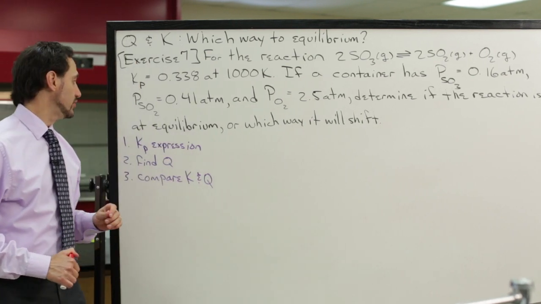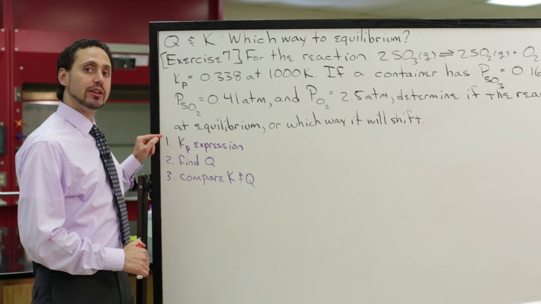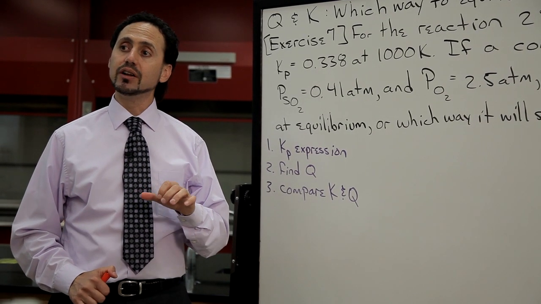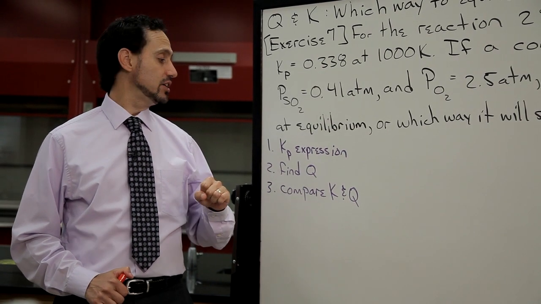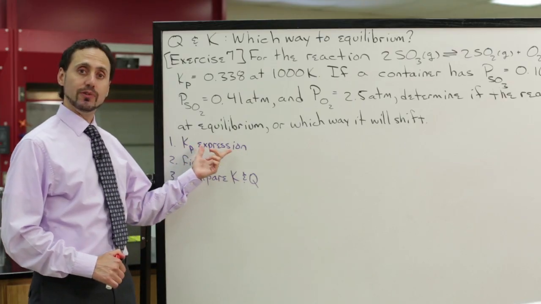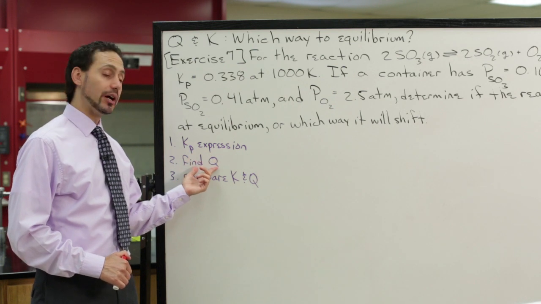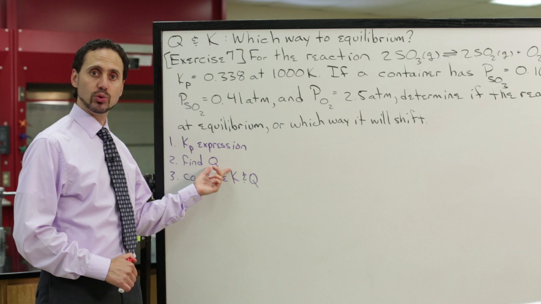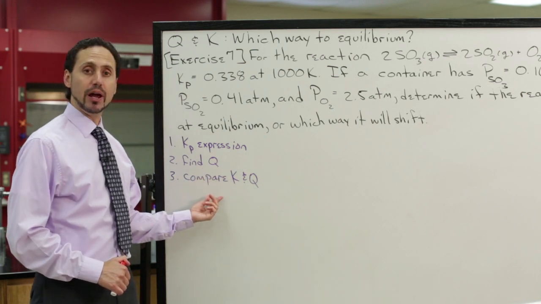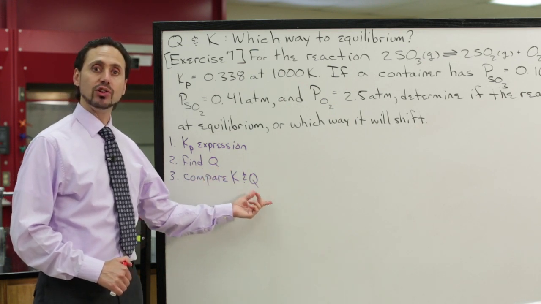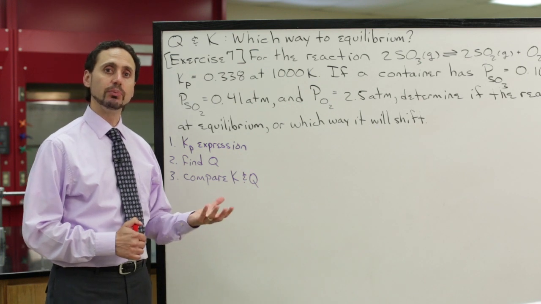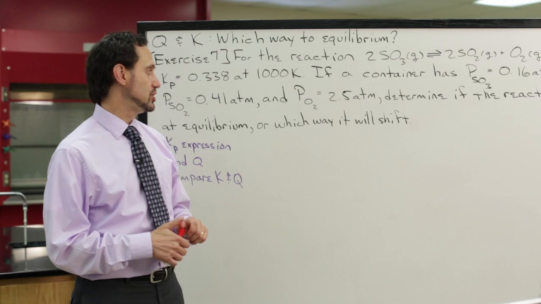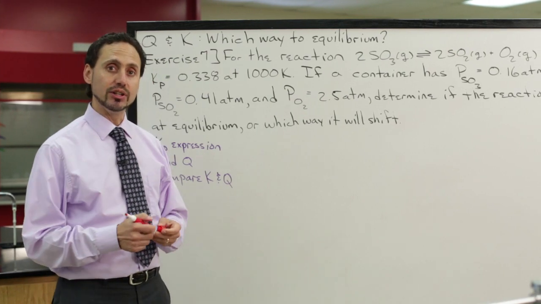In order to do this, we're first going to have to write the Kp expression, because remember, that Kp expression is what we will use to calculate Q. So we'll find the Kp expression, we'll plug in the values for the current pressures to find the reaction quotient Q, and then we'll compare the equilibrium constant to the reaction quotient to help us determine, is this reaction at equilibrium, and if not, which way will it shift? So let's go ahead and get started.